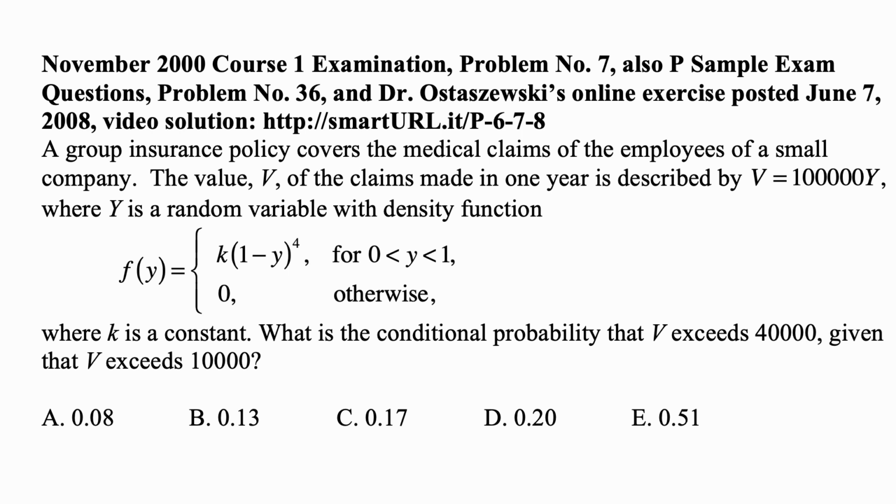Here's a problem for today for exam P. A group insurance policy covers the medical claims of the employees of a small company. The value V of the claims made in 1 year is described by V equals 100,000 Y, where Y is a random variable with density function equal to K times (1 minus Y) to the fourth for Y between 0 and 1, and 0 otherwise, where K is a constant. What is the conditional probability that V exceeds 40,000 given that V exceeds 10,000?